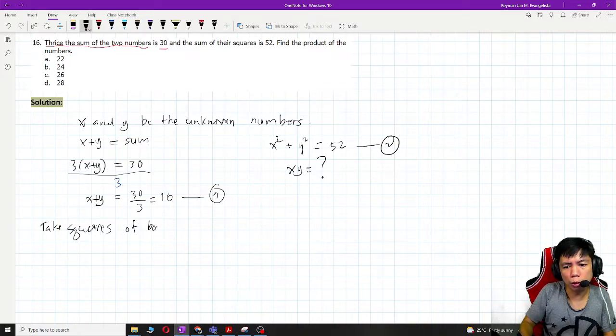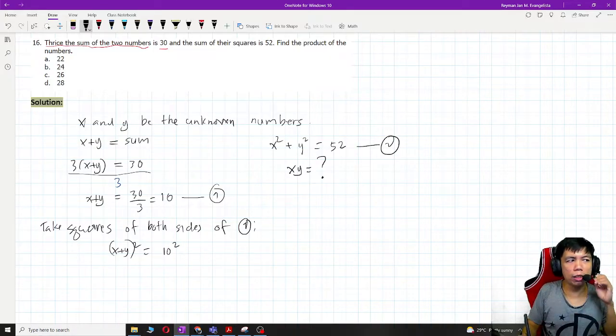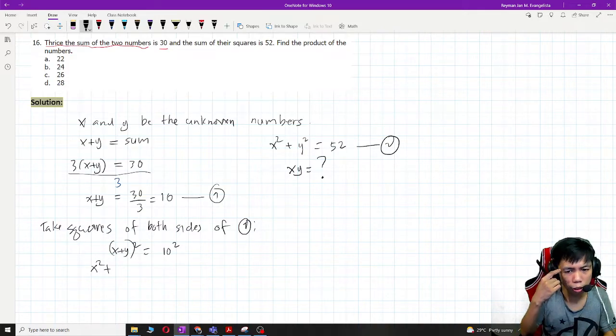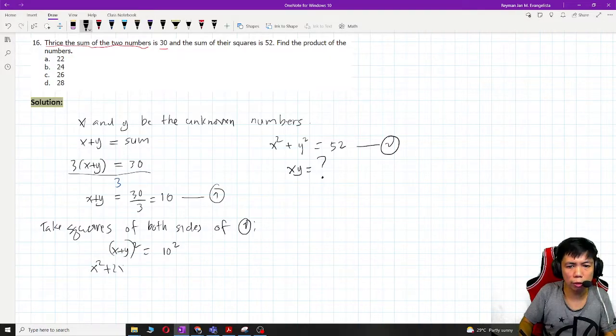Of both sides. Okay, so ganito yan na: x plus y squared is equal to 10 squared. Anong ginawa mo sa left side, kailangan ganun din sa right side, para balance na. So expand natin yung x plus y squared using special product. That is x squared plus 2xy plus y squared is equal to 100.